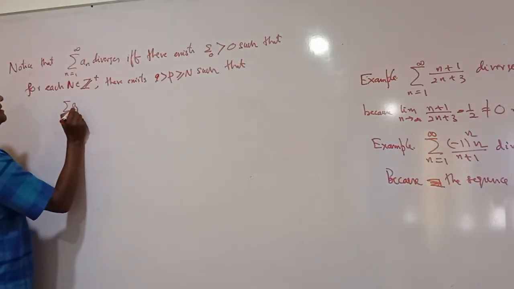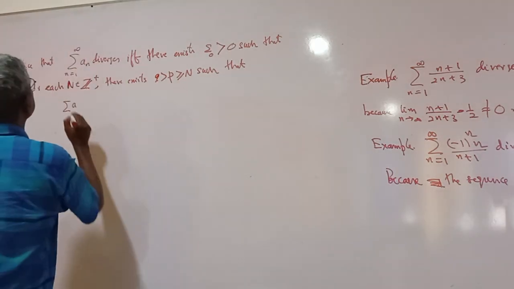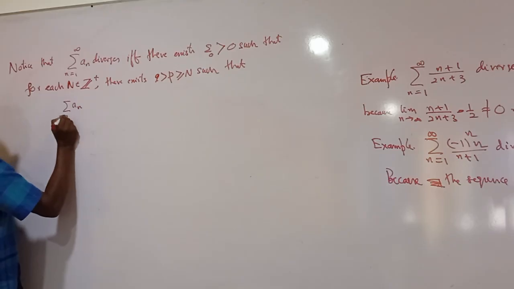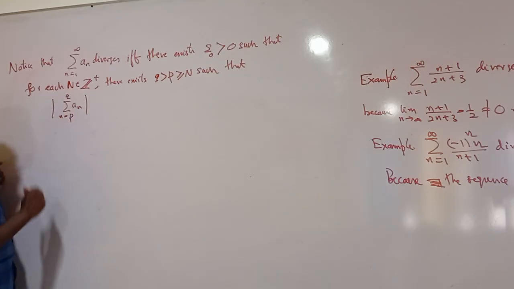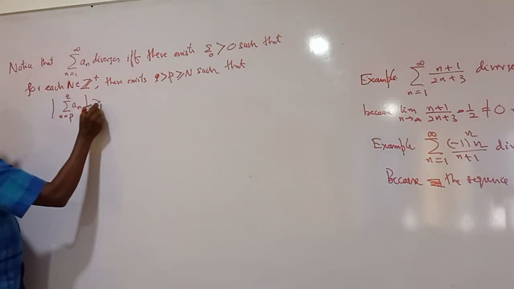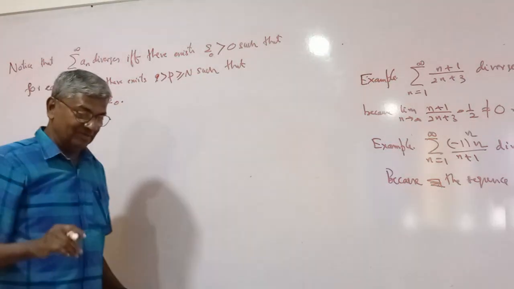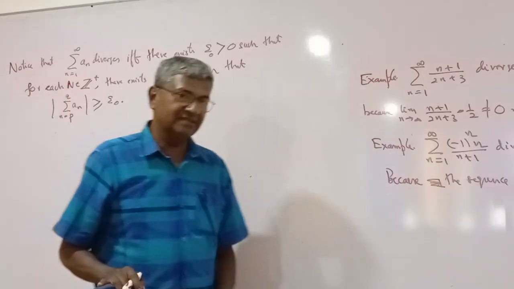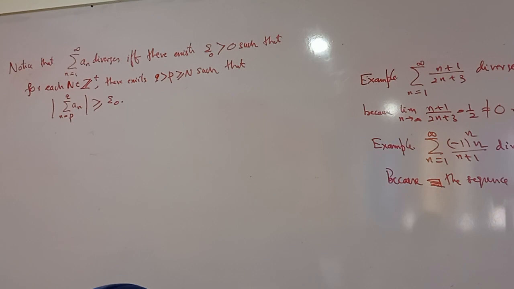the sum of a_n, n going from P to Q, is strictly greater than epsilon. Good, some of you took more time than you should have, but finally you did it correctly. So we are going to use that to prove that the sum of 1 over n is divergent.